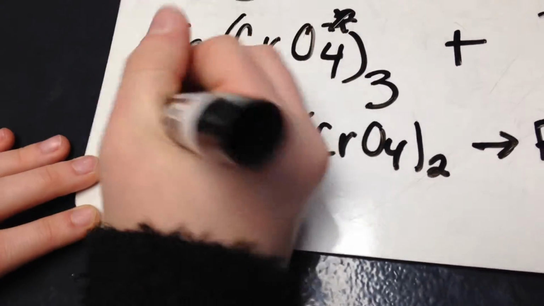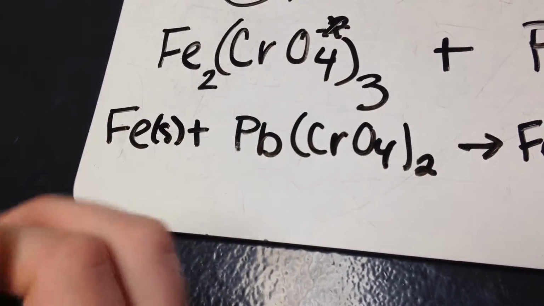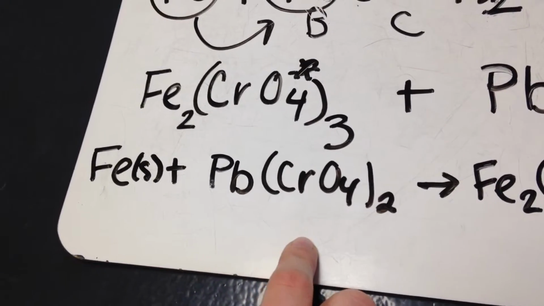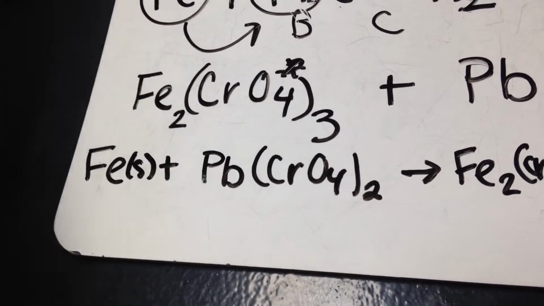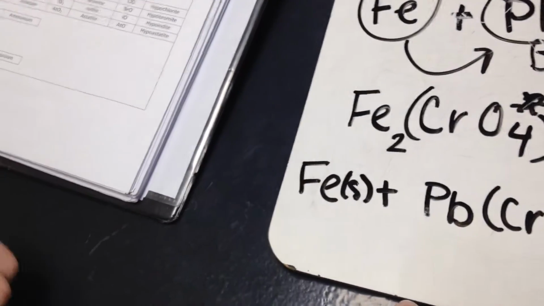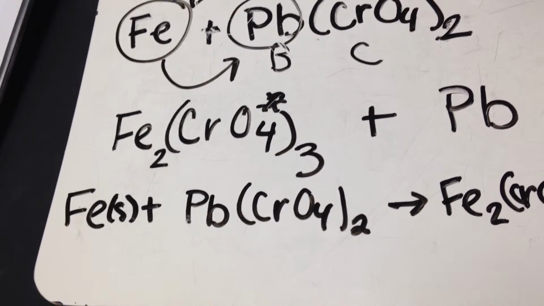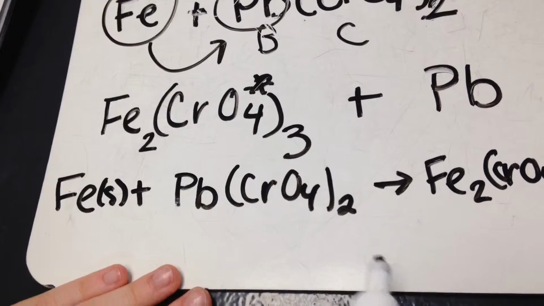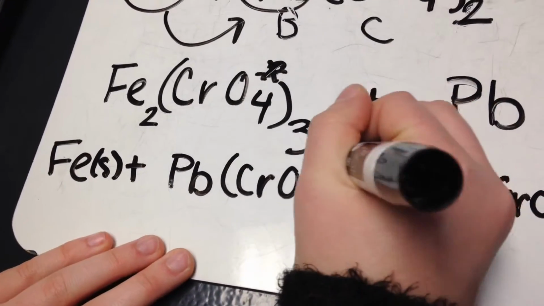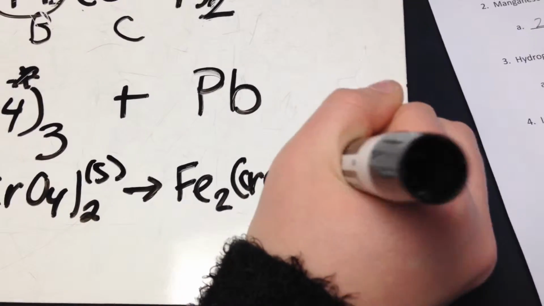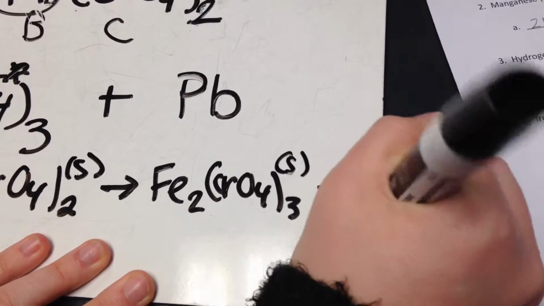States of matter. This is a solid. You can check your periodic table. Chromate, you should be able to check your solubility rules. You should know them, but if you don't, double check. Chromate is only soluble with group 1 and NH4 plus, which Pb is not in group 1, so this is a solid. And then this again is a solid because iron is not in group 1, plus Pb, which is a solid.